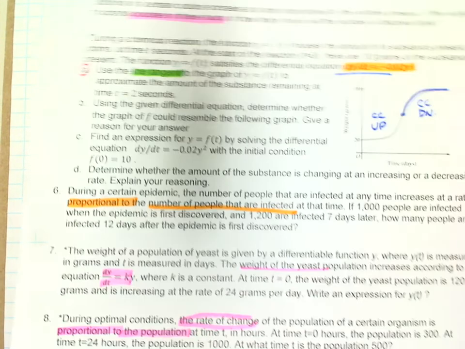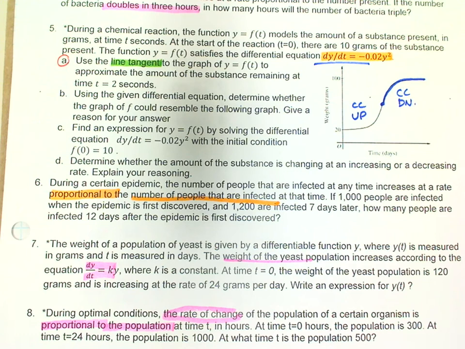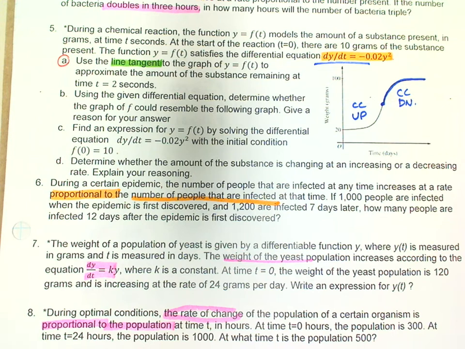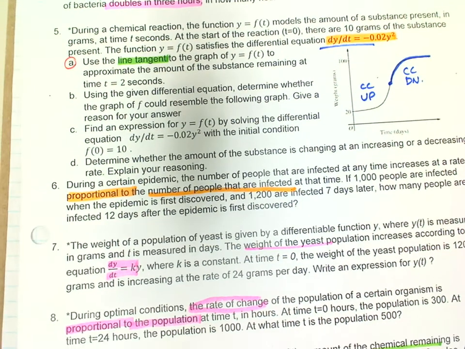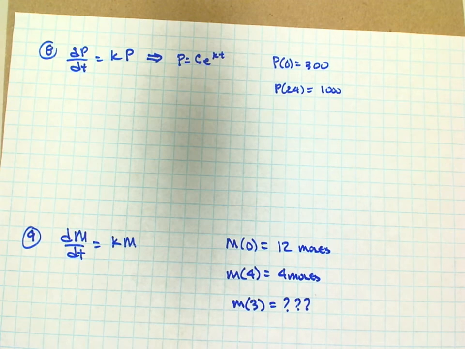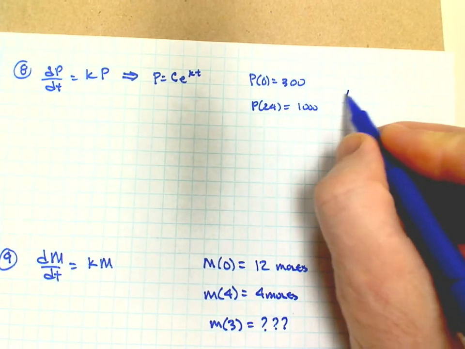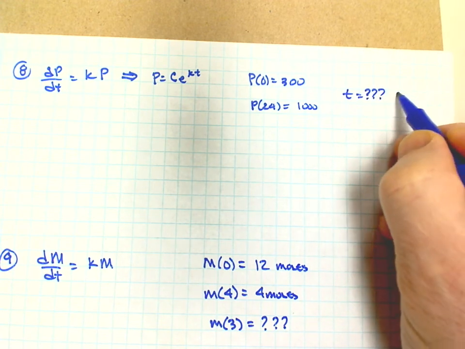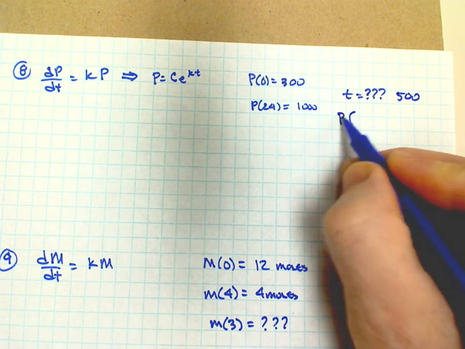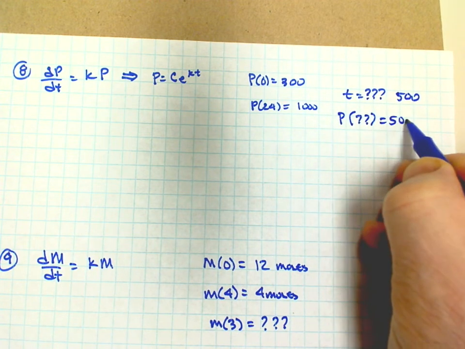Let's take a look at number 8. It says, during optimal conditions, the rate of change of the population of a certain organism is proportional to the population. So again, we're back to dP/dt equals k times P. We have some initial conditions also on this one to consider. And this one is saying, at what time? This one's looking for a time this time. What is the time when our population equals 500? P of what equals 500?